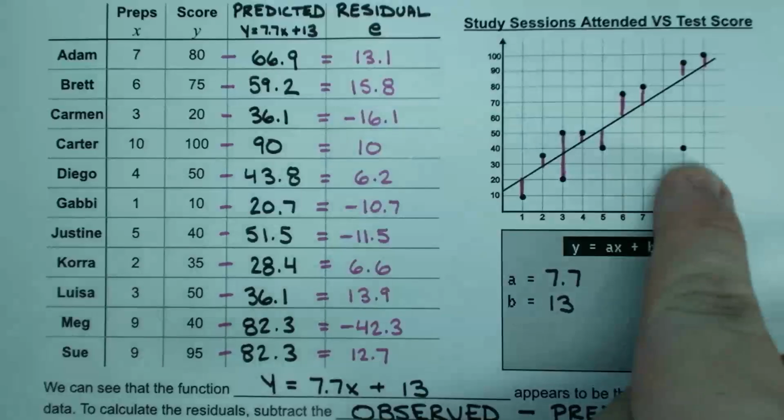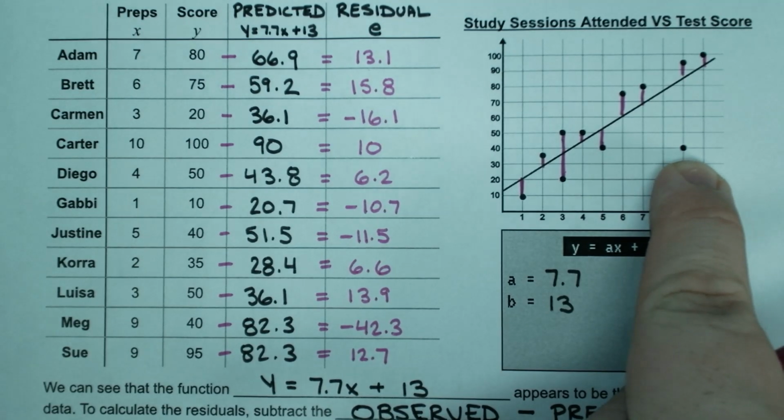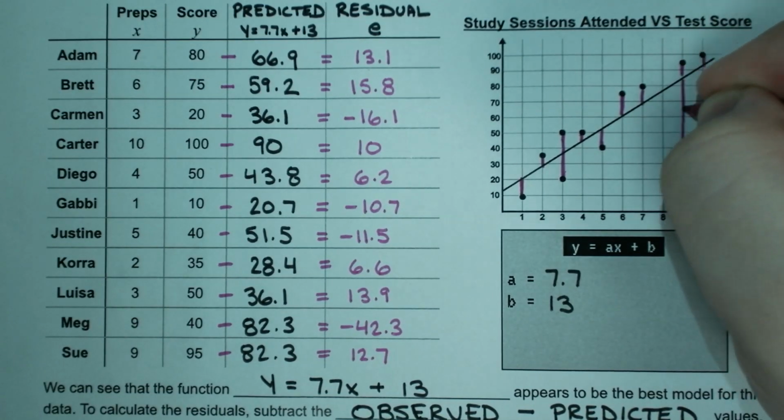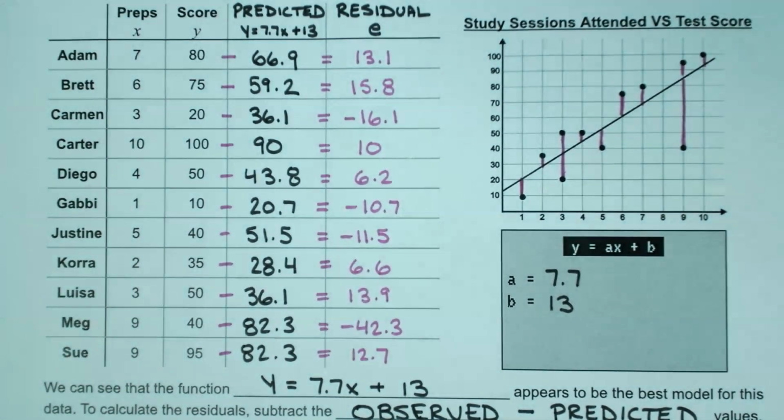And you can see, like for this point, Meg, who went to 9 prep sessions, but only made a 40, that's going to be a really big residual, because that point is really far away from the graph. Can you imagine Meg and Sue, they went to 9 prep sessions each, how Meg is feeling making a 40? And our friend who also went to the same 9 prep sessions made a 95. Poor Meg. Tough day.